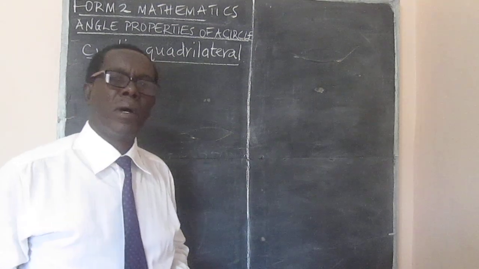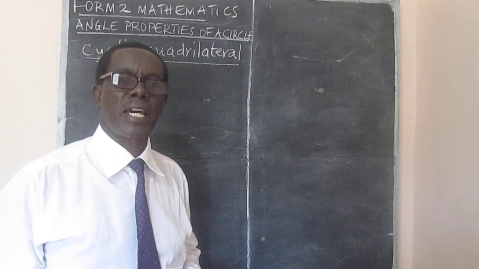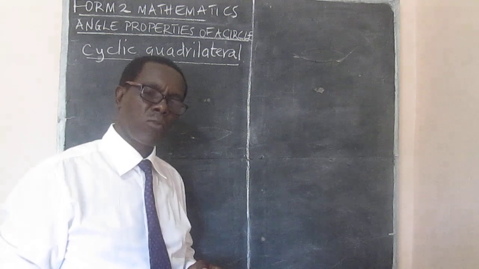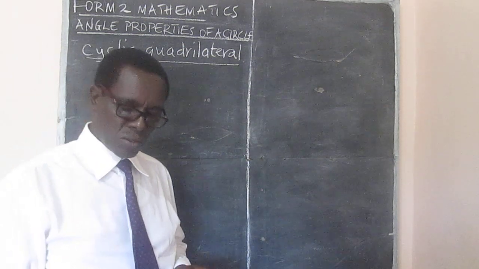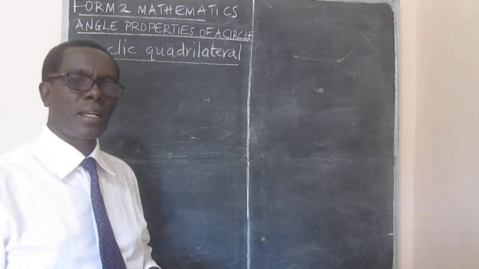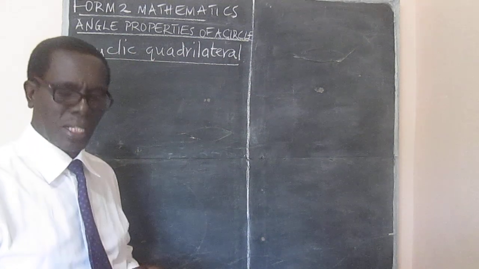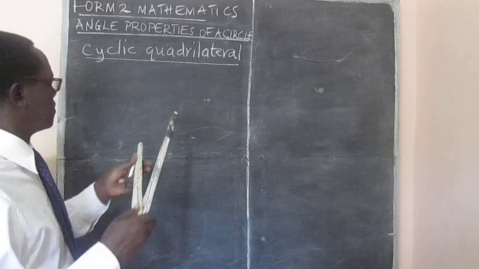In this theorem, we find out that the opposite angles of a cyclic quadrilateral add up to 180. So we want to draw a circle so that we can show what a cyclic quadrilateral is. And then we look at an example and work it out.